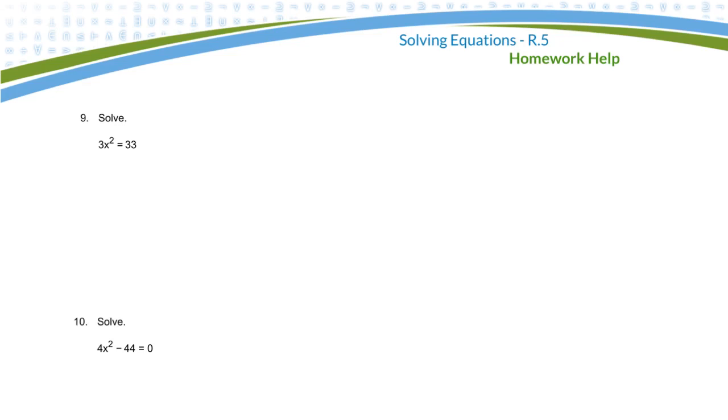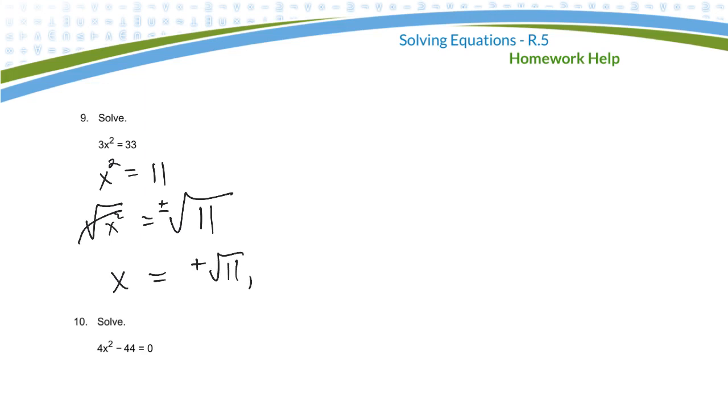Okay, here's another one that would be, I think, the same as that one. So let's divide both sides by 3. So I get x squared is equal to 11. And then let's use the square root principle. So I get the square root of 11. When I use the square root principle, I have to remember I need a plus or minus there. So x will be a plus root 11, and a negative root 11.